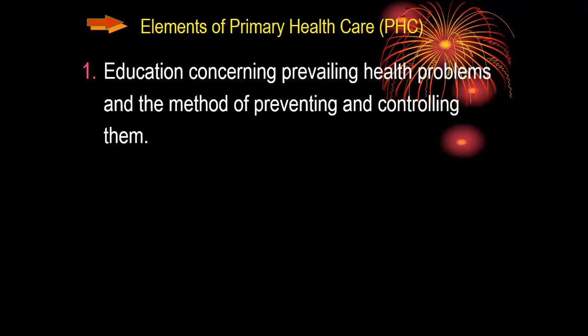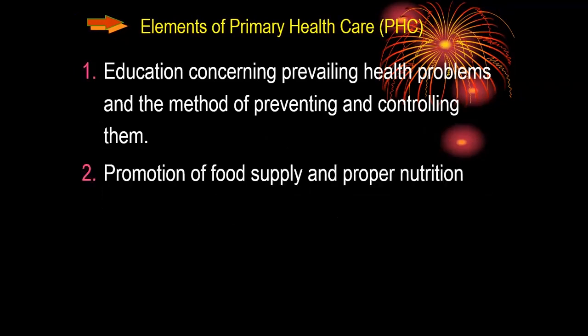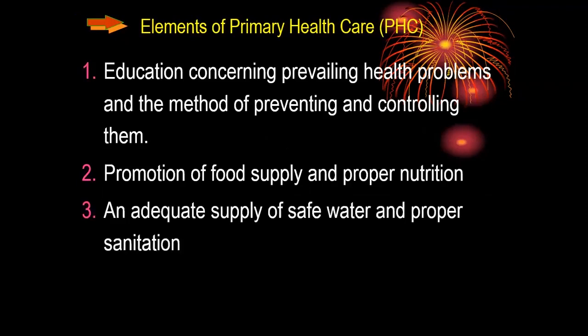Now, elements of primary healthcare. There are 8 elements of primary healthcare. Number 1, education concerning prevailing health problems and the methods of preventing and controlling them. Number 2, promotion of food supply and proper nutrition, and adequate supply of safe water and proper sanitation.